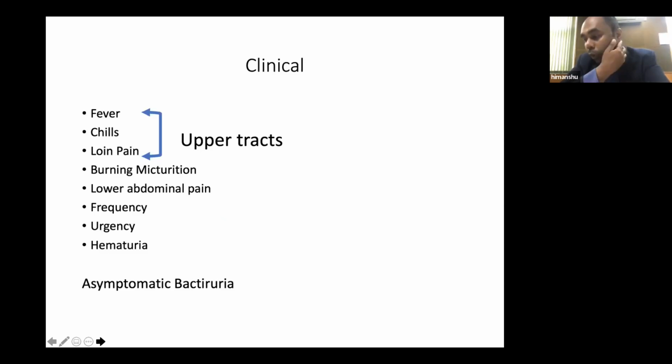Then one important thing which has to be considered is asymptomatic bacteriuria, which most of the times, in most conditions, you wouldn't be treating, apart from one important place, which is pregnancy.